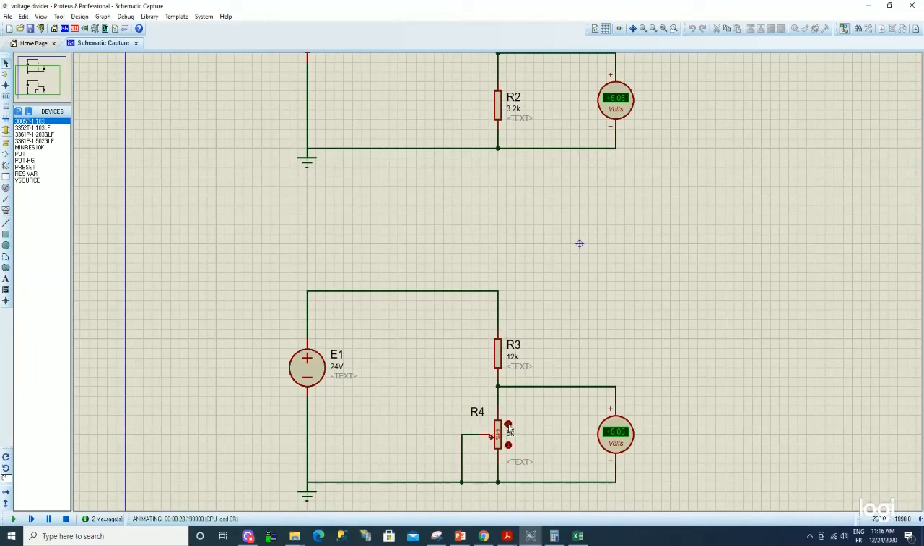So if I want to change the value of this resistance, as you can see here, you can change the value of the output voltage. And if we increase it, it changes also.